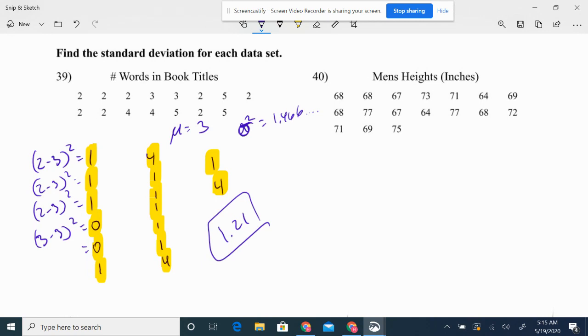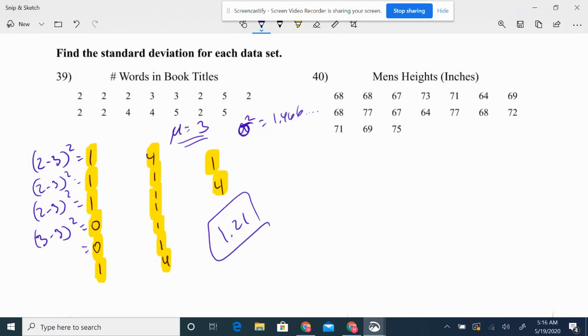All right, so let me go again. What did I just do? What I did was I added all my numbers. I added all 15 numbers, divided by 15. That's how I got my average. And I found out my average was 3. Then what did I do? Each of my numbers, I subtracted by 3 and then squared it. And then I got the average of that. And then at the end, I got the square root of it.